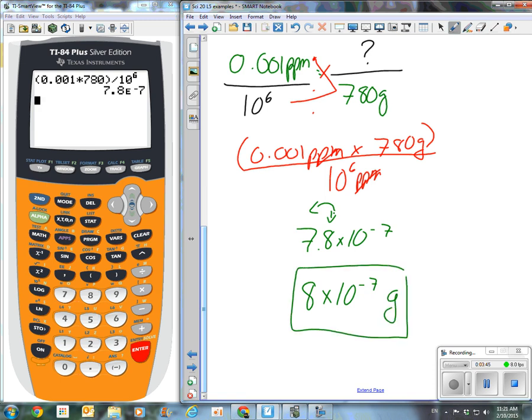All right, so there we go. There's the answer for that particular example.